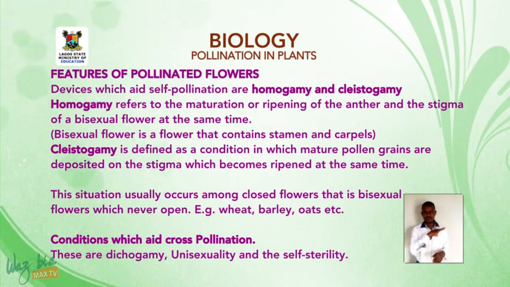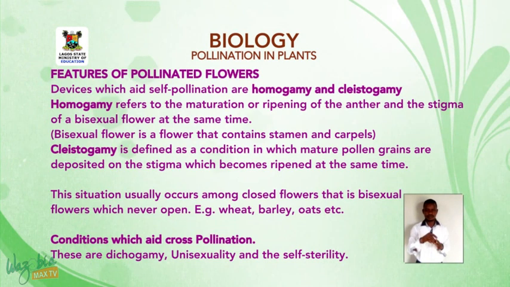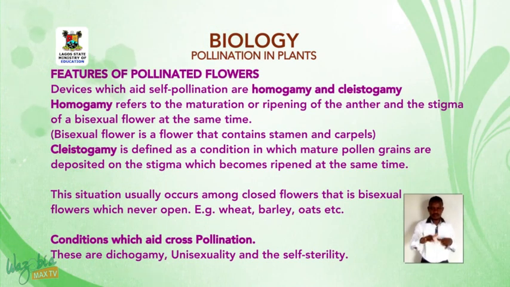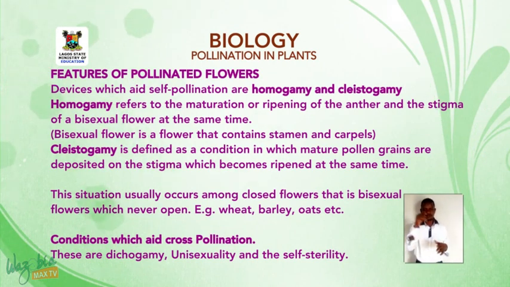Homogamy refers to the maturation or ripening of the anthers and the stigmas of a bisexual flower at the same time. We've defined bisexual flower at the beginning of this lesson. A bisexual flower is a flower that contains stamen and carpels on the same flower.